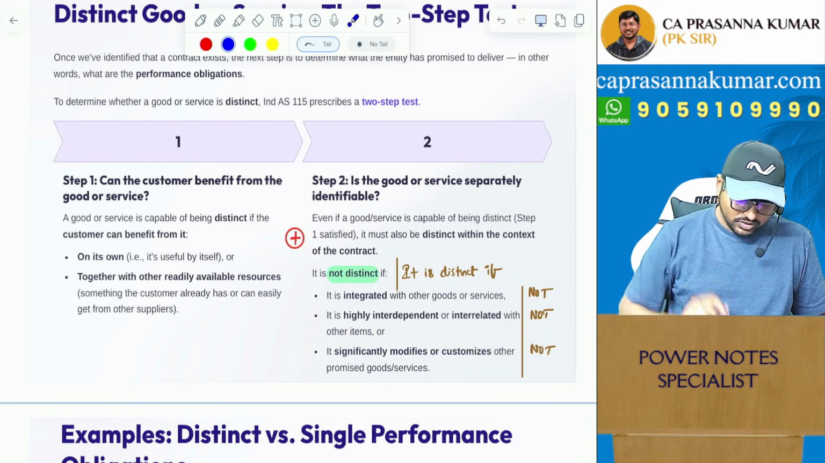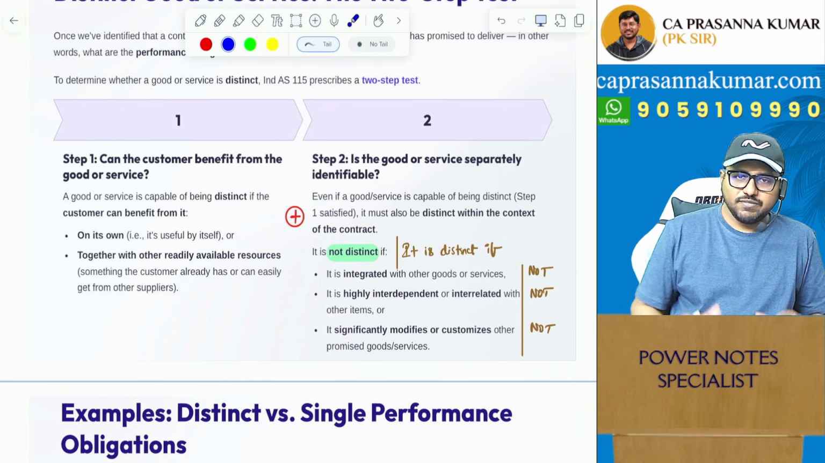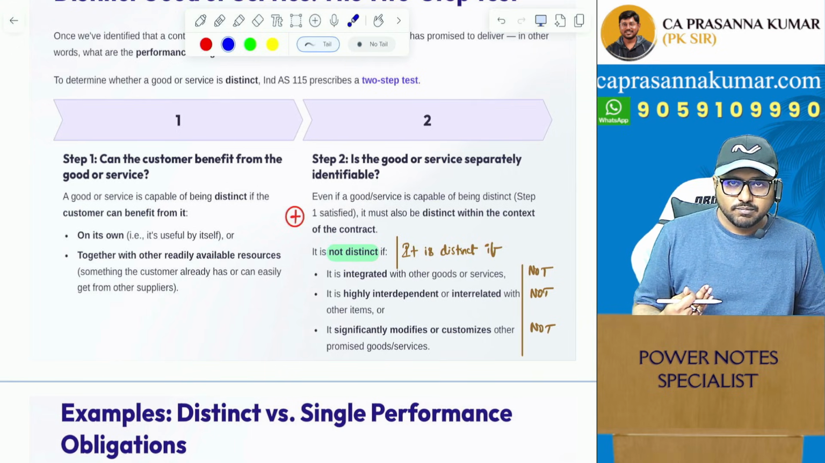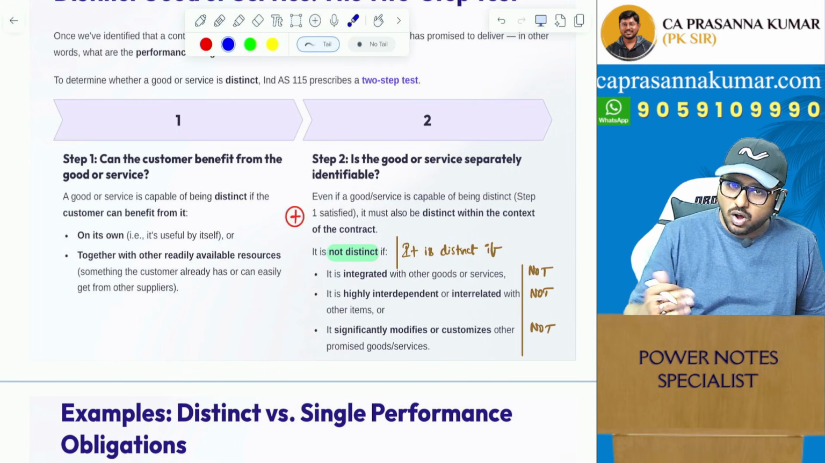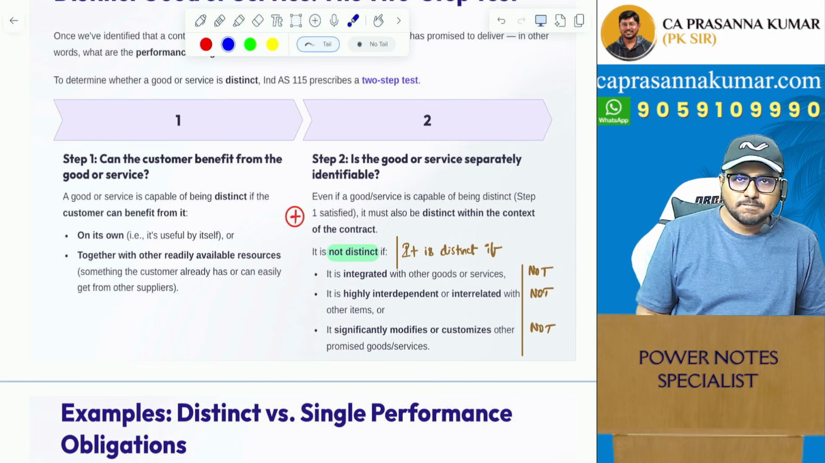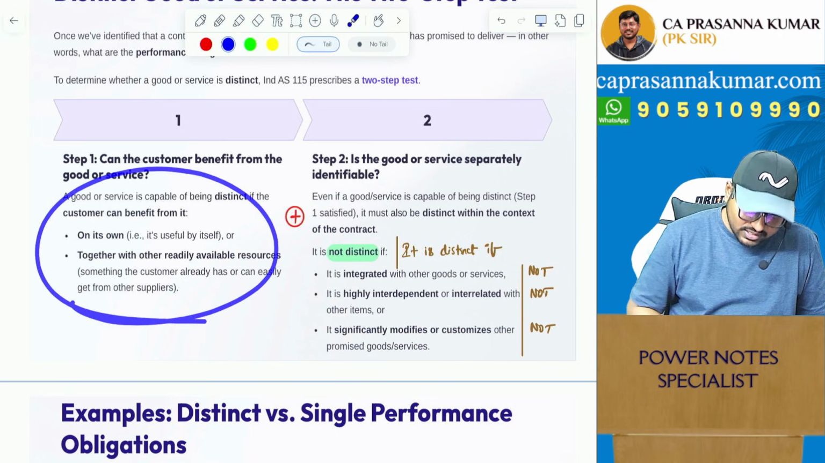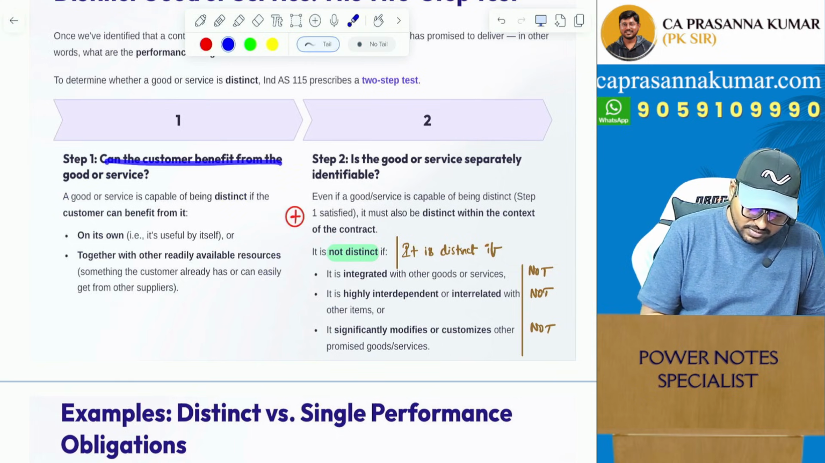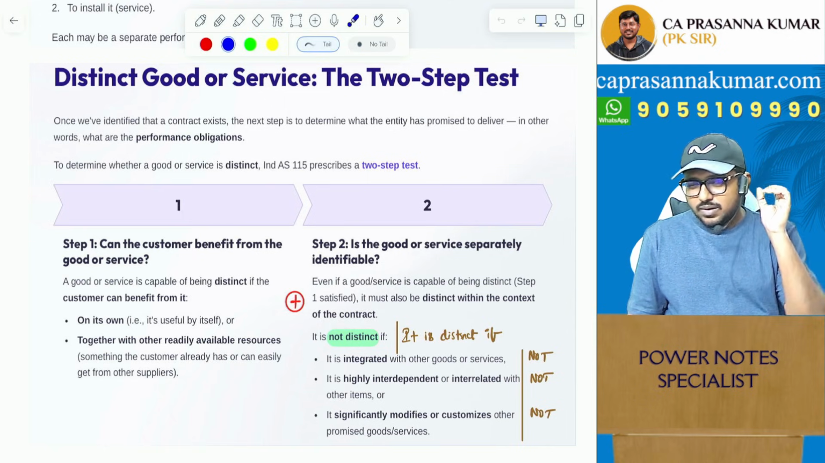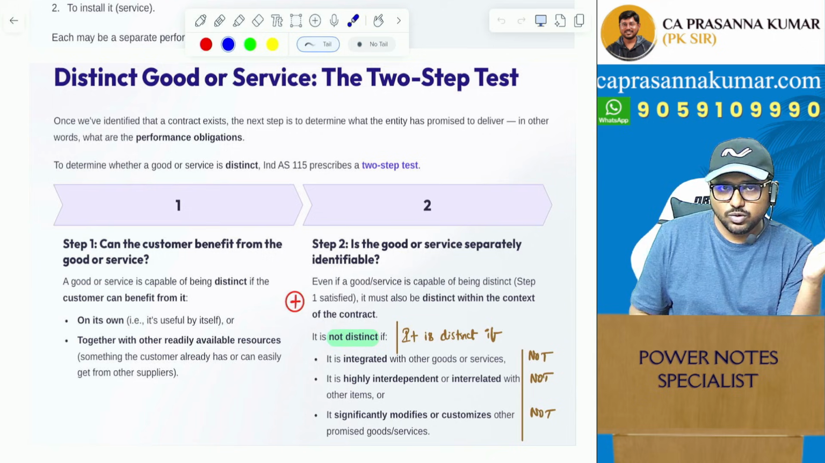Sir, what do you mean by on his own? You deliver a good to the customer. If he is able to use that particular good and get the benefit from it, then it means he is enjoying it on its own. Or that particular good with readily available services, whatever the customer has got, is he able to enjoy? If these conditions are satisfied, it means the customer can benefit from the good or service. Sir, what do you mean by this, sir? Right now, you will not get clarity, Nana. We'll see examples. Right now, just listen to what the concept is. Then you'll be able to sync it with the example.